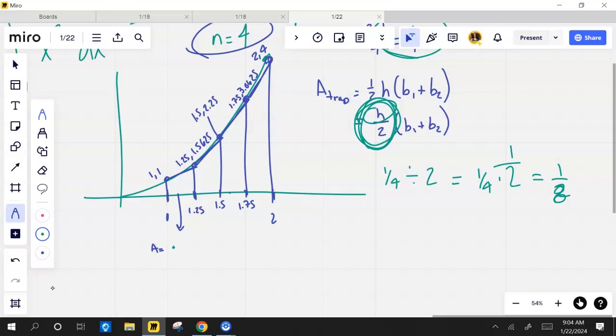Yes. All right, so the area of this one. So I've got h over 2 is going to be 1/8 times, now I need base 1 plus base 2. Base 1, base 2. Yes?